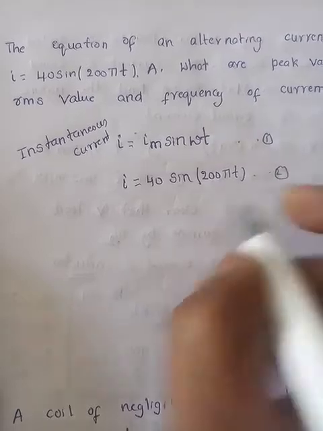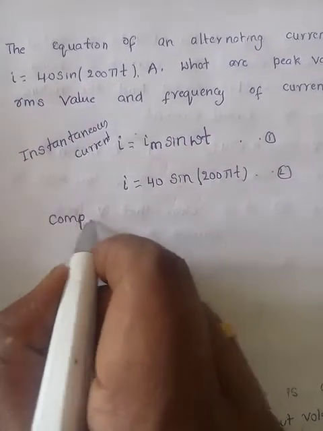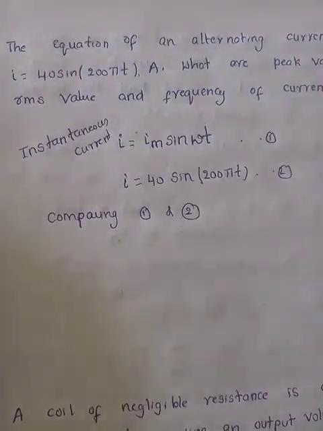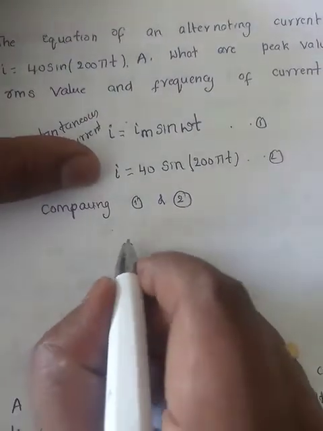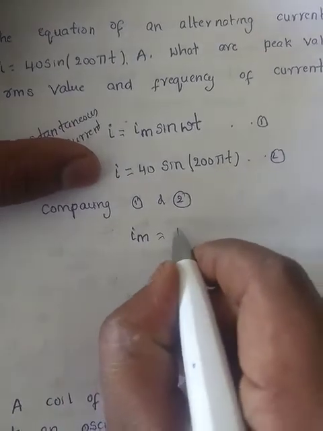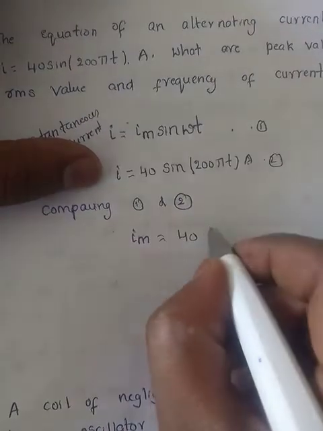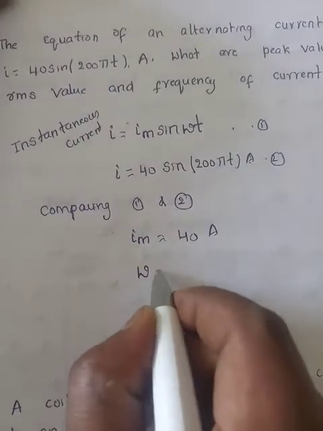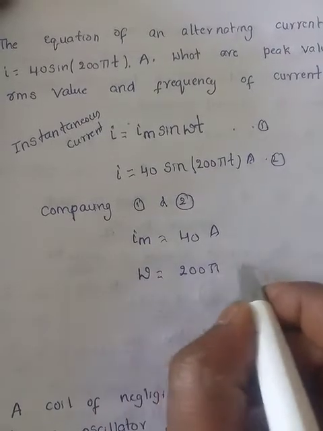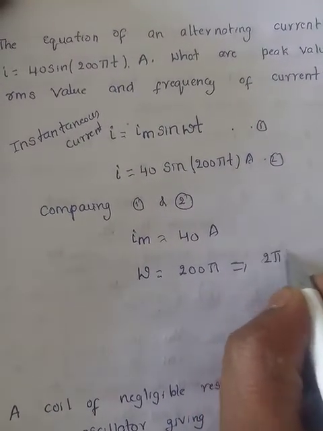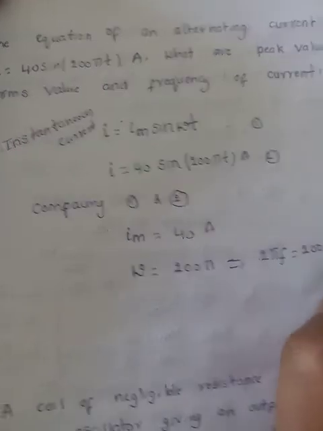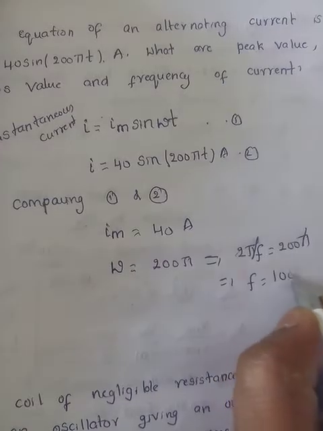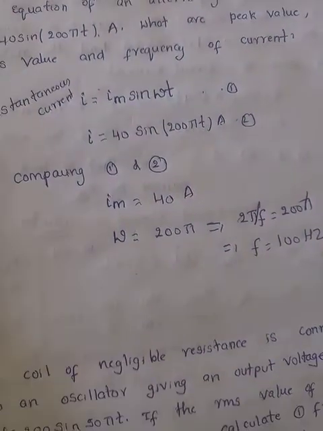We can compare these two equations, right? Comparing 1 and 2, Im is equal to 40 amperes. Omega is equal to 200 pi. What is omega? 2 pi f is equal to 200 pi. Pi cancels, so f is equal to 100 hertz.